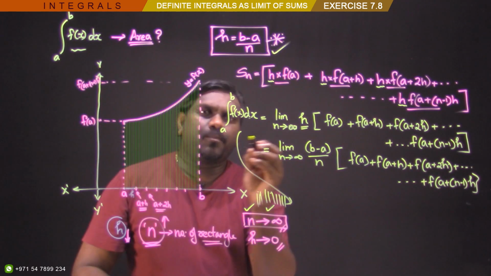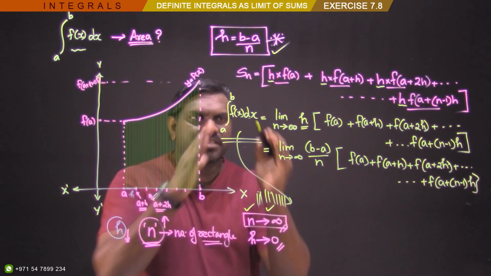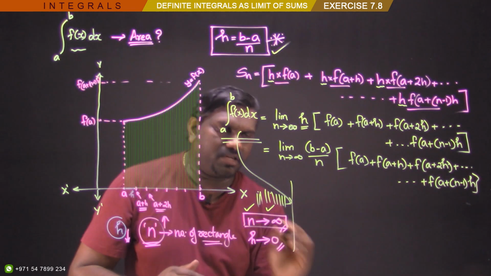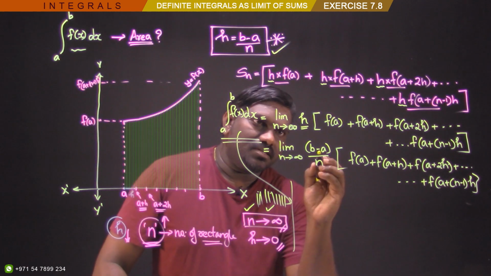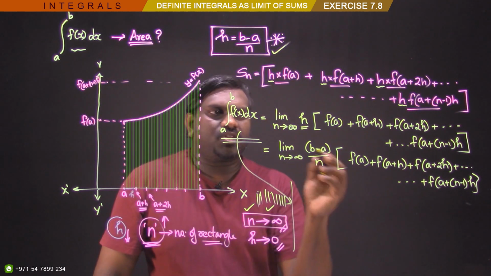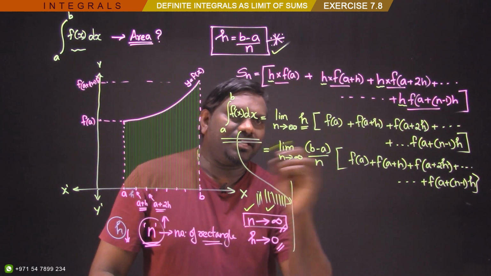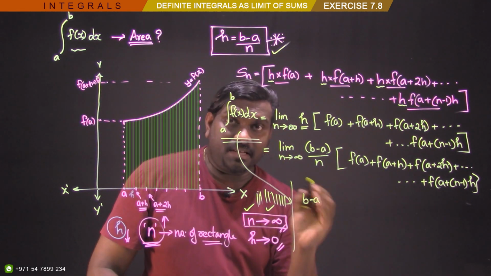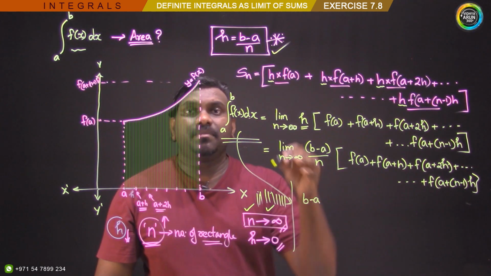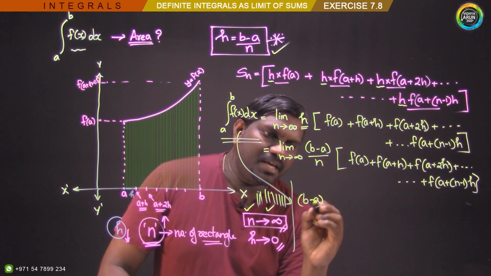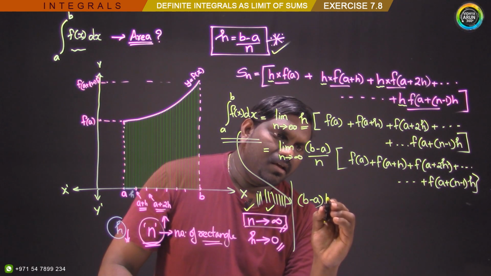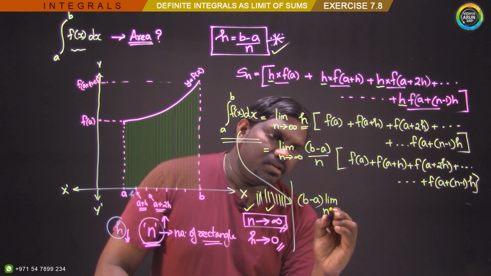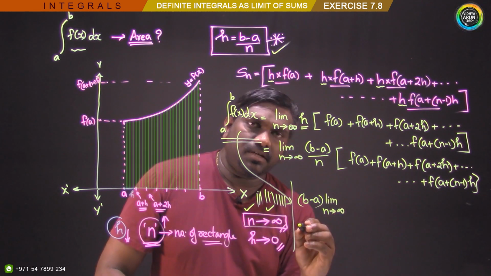Then, whatever problems come up from here on, I will be using what I am writing right now, dear. What I will be writing here is this one. We don't need to apply the limit to it because it is going to be a constant. So we can write it outside, which is b minus a. We can't write n here, because if it is n, we would have to apply the limit. Okay, b minus a, limit n tending to infinity.